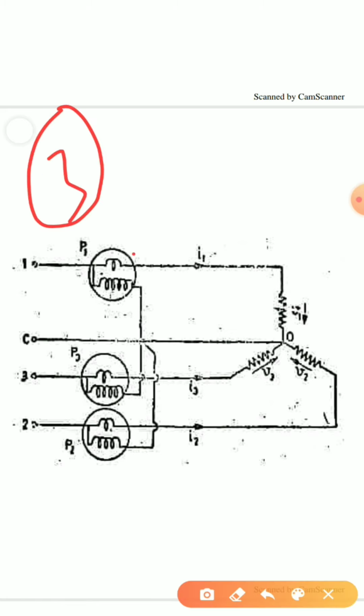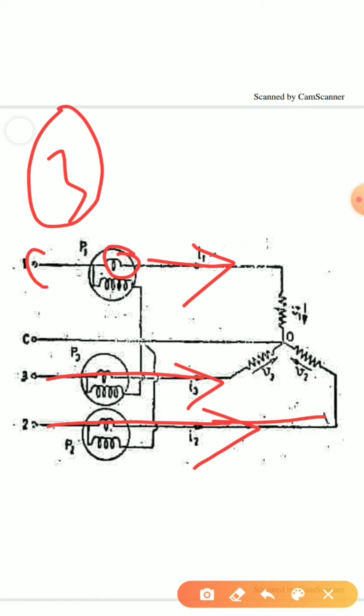Now the 3 wattmeter method is just a slight modification of Blondel's theorem. Here we can see that a star connected system is there. In that star connected system, the current coil is in series with the line. The voltage coil is connected across the line and the midpoint. This midpoint I am taking to be the neutral of my star connected system.